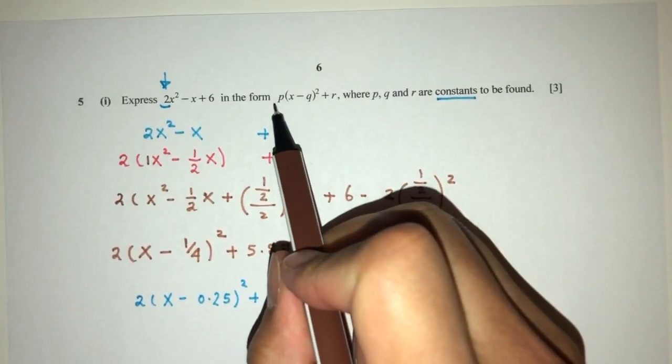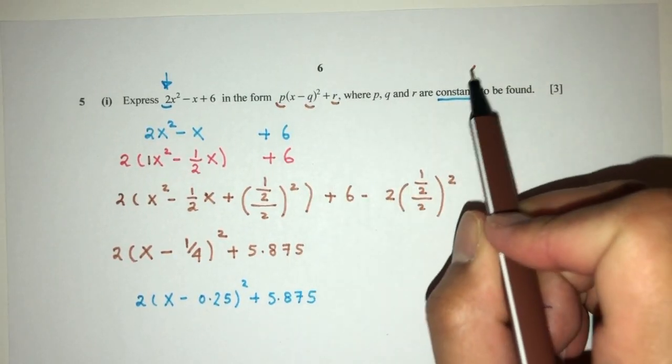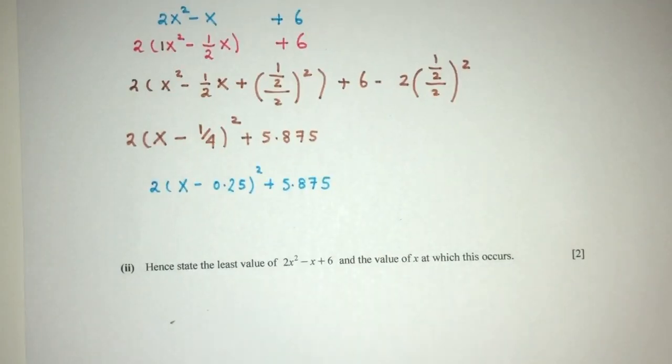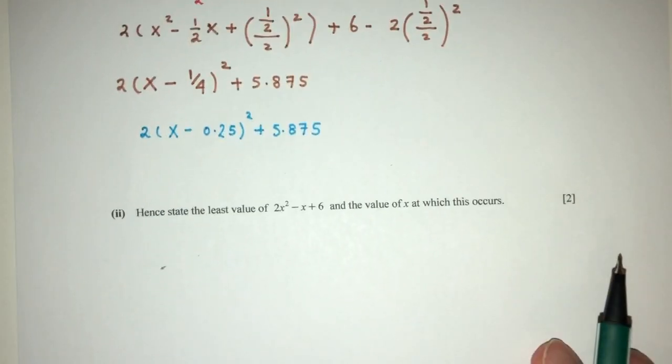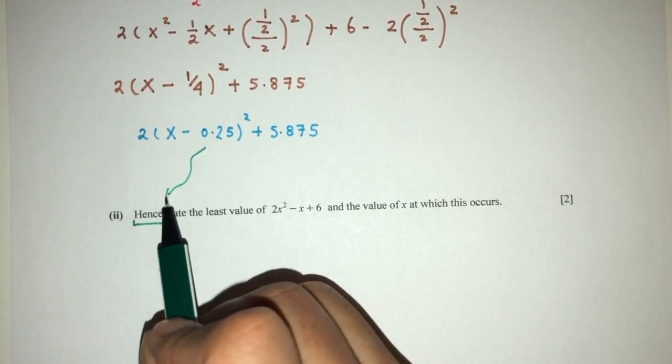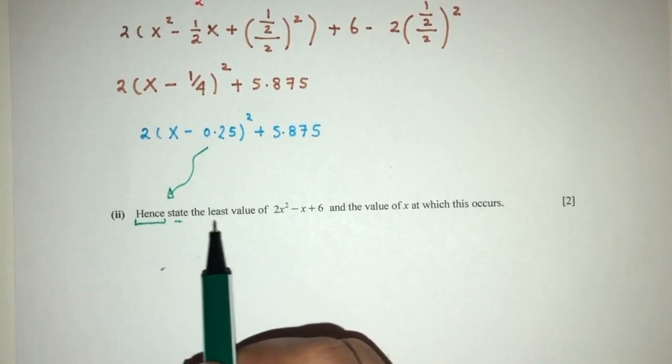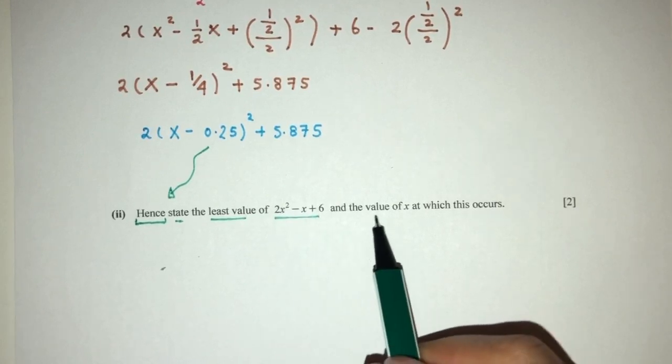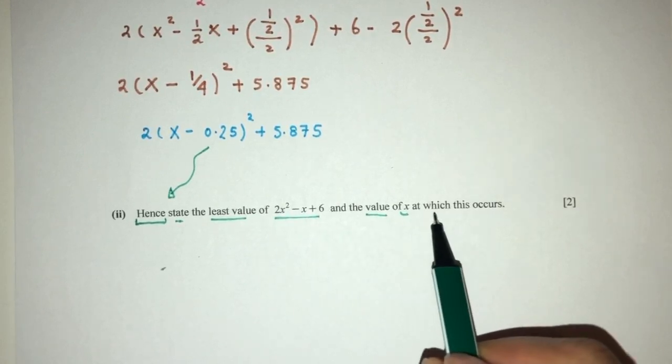So we have shown p, q, and r are constants to be found. This is part 1 of the question. Now for part 2, hence, so whenever you see hence, it means we have to use this answer to find the least value of this and the value of x at which it occurs.